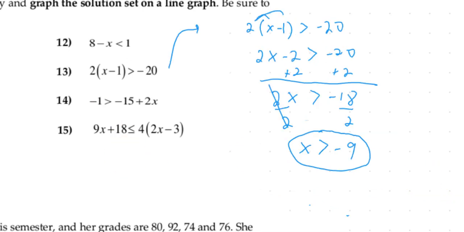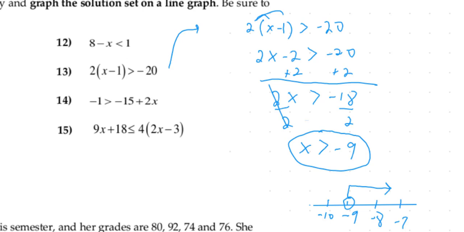Now I realize I did not graph the solution set, right? Because I solved the problem. I solved number 13, but I have to graph it. So x is greater than -9 would look something like this. Maybe you do -10, -9, -8, and so on. It's an open circle at -9, and x is bigger. There's my graphical solution. Okay?